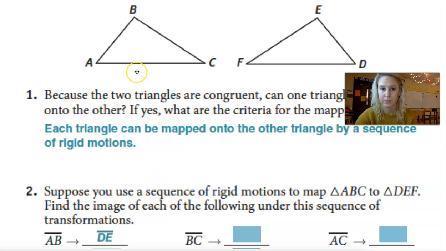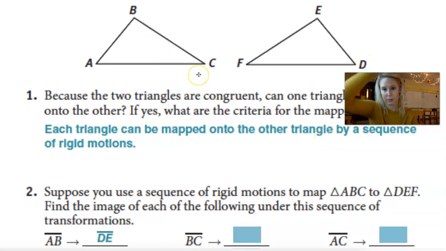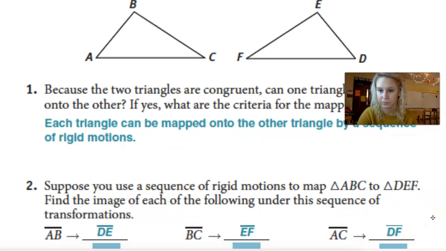Okay, because A and B are in the same corresponding positions in the other triangle. BC, I went from the top to the bottom, so that's going to be EF. And then lastly, AC, it went from left to right, so it's going to be flipped and it's going to go from right to left, so DF. Okay?